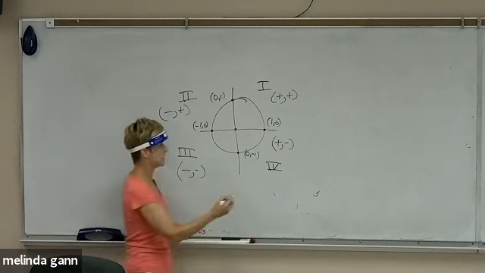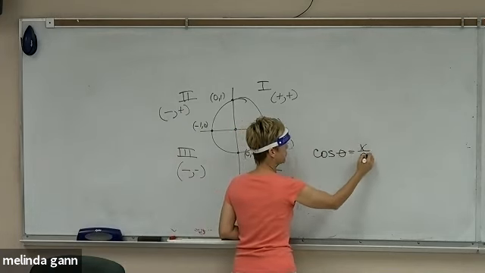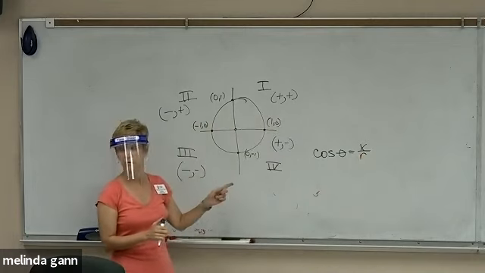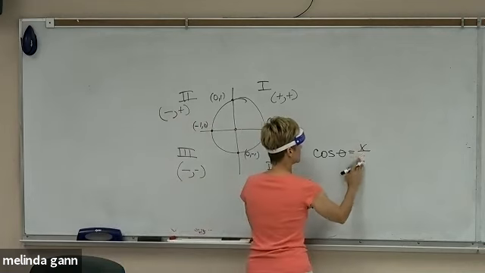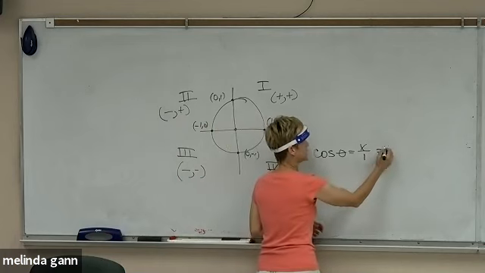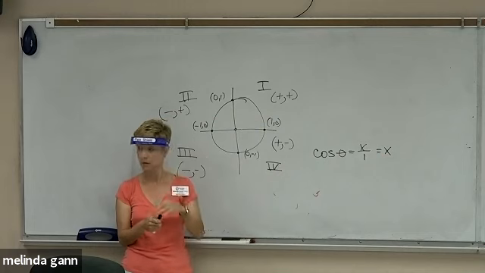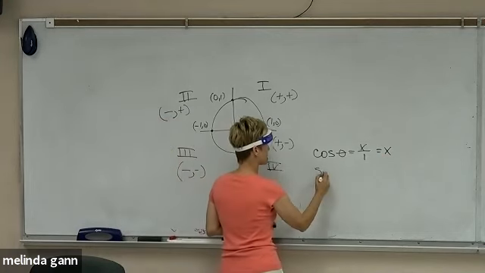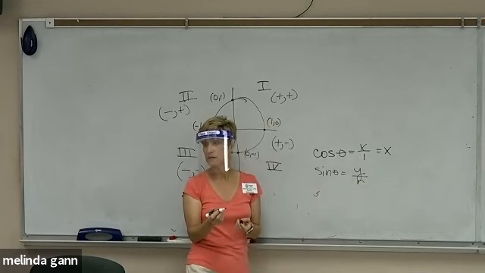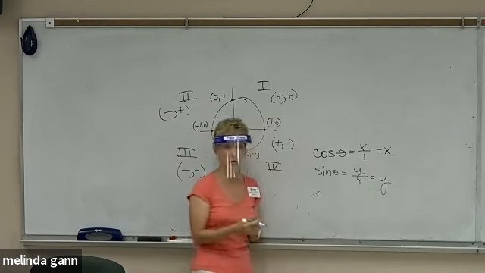So cosine of an angle is defined as x over the radius. Well, what's the radius on the unit circle? 1. So that means on the unit circle, the cosine is the same thing as the x coordinate. That's why they like that unit circle. You just have to look at the x coordinate. Similarly, sine is y over the radius, but what's the radius? 1. So on the unit circle, the sine's just your y coordinate.